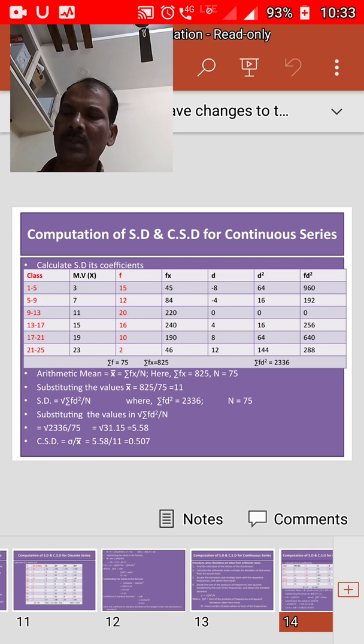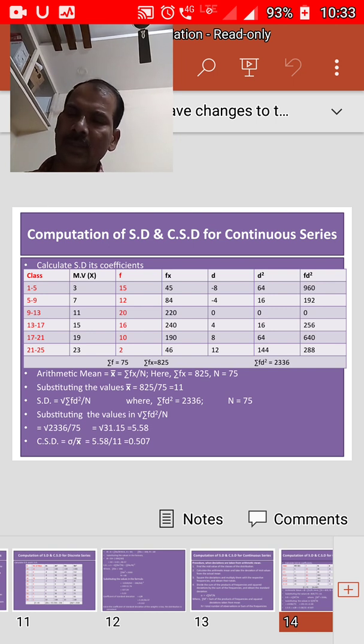Okay, 6 by 2 is equal to 3. 5 plus 9, 14 by 2 is equal to 7. 9 plus 13, 22 by 2 is equal to 11. 13 plus 17 is equal to 30. 30 by 2 is equal to 15. Okay, these are mid values. 17 plus 21 is equal to 38 by 2 is equal to 19. 21 plus 25 is equal to 46 by 2 is equal to 23.